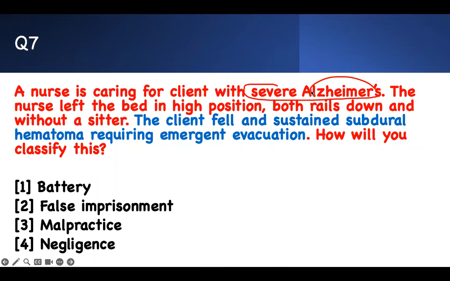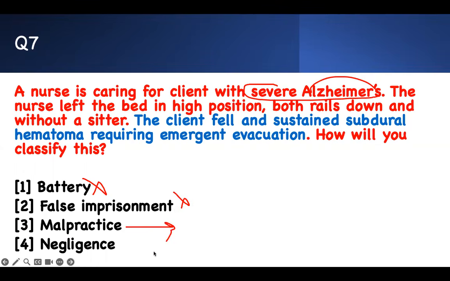Basically, you have a patient who has severe dementia, okay? Alzheimer's, bad. And you left him with the bed up, nobody there, all the side rails down, he fell, bad injury. What do you think? You never touch the patient, it can be bad. You never force imprison them. You don't put them in a place that they don't want to be.